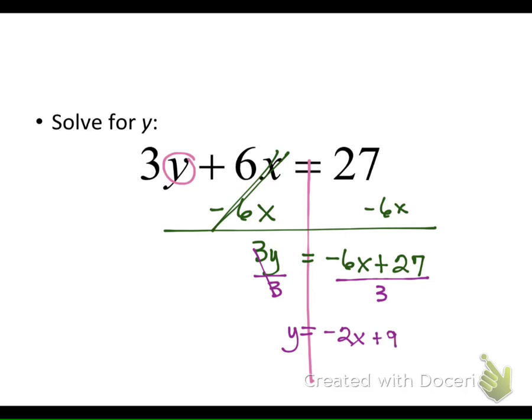Now, did we solve for y? Did we get y by itself? Yes. My goal was to get the y by itself. Where's that box? I got the y by itself, so we're done. Box it. That's our final answer. This is called slope-intercept form. Slope-intercept form is y equals mx plus b.